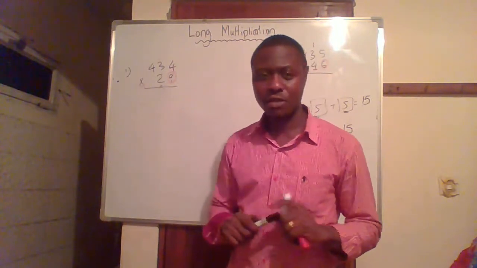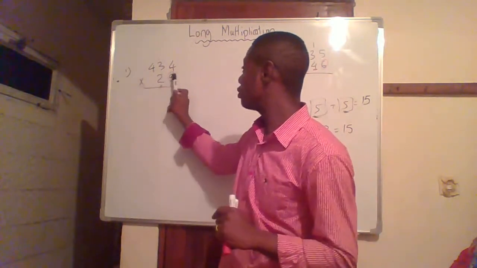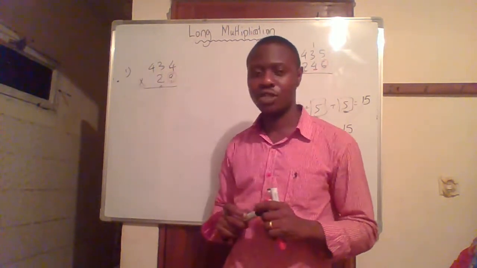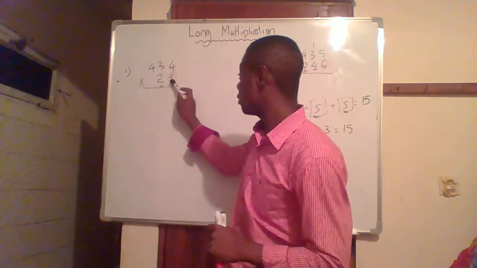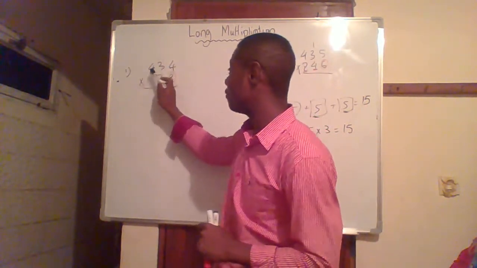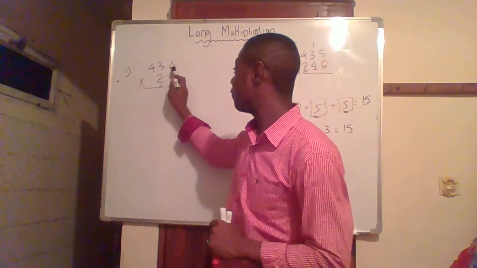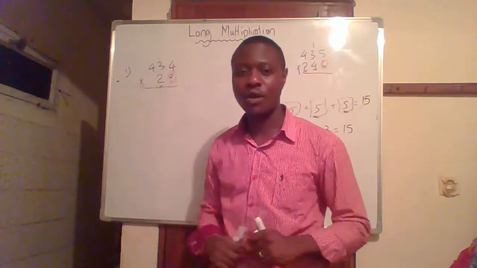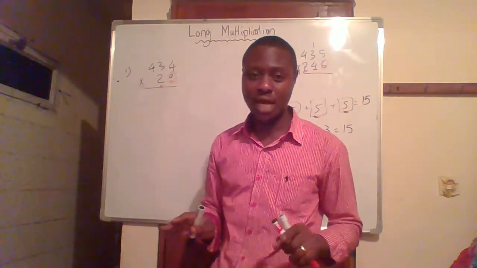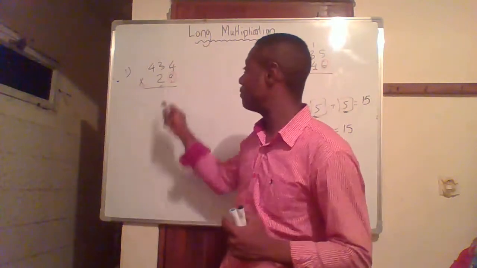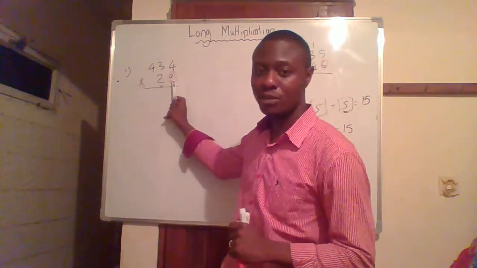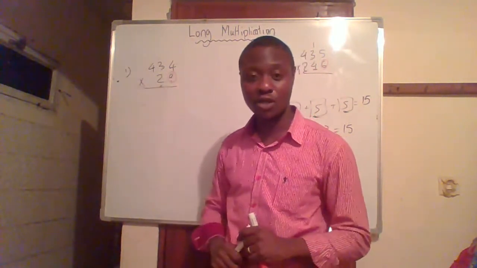The first thing to do here, you need to keep in mind that 2 and 4 should multiply all these digits, which means 4 should multiply 4, it should multiply 2, it should multiply 4, and 2 should multiply 4, it should multiply 2, it should multiply 4. That's basically what we're doing here. So we have 2 steps. The first step, we're going to multiply 4. In the second step, we're going to multiply 2.